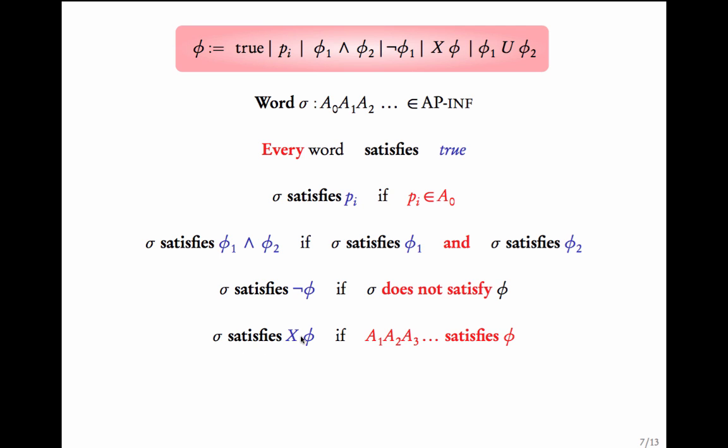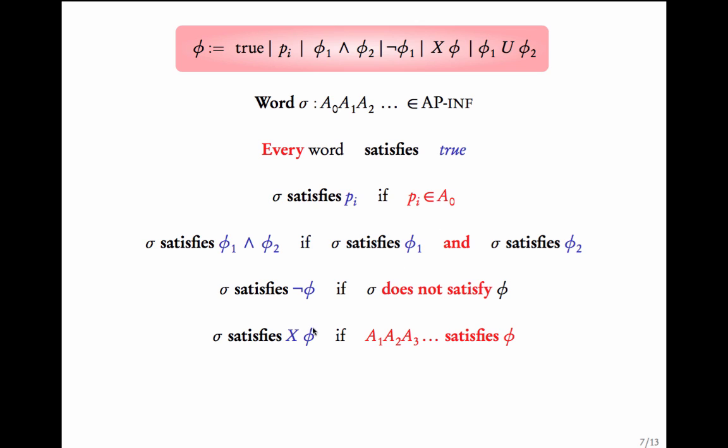Sigma satisfies X phi. Sigma is A0, A1, A2 if the word obtained by cutting A0, look at A1, A2, etc., this word should satisfy phi. For example, if I said X of phi, A0, A1, A2 satisfies X of phi if A1, A2 and so on satisfies X phi, which means A2, the word starting at A2 satisfies phi.